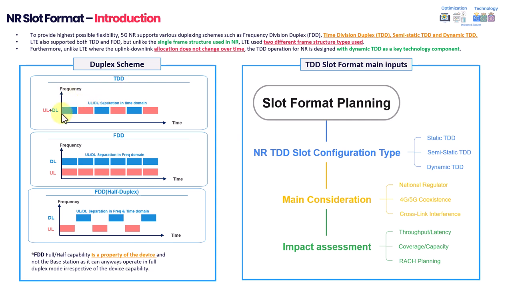As you can see, this is the frequency domain and this is the time domain. We have only a single frequency in TDD, and the resources are allocated in the time domain.